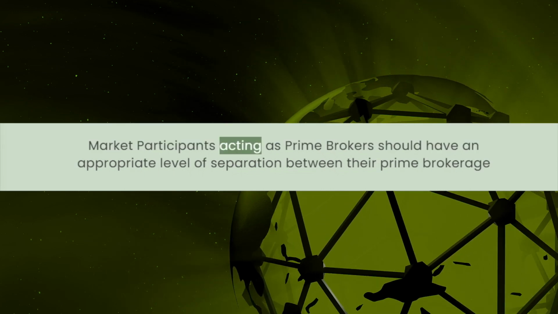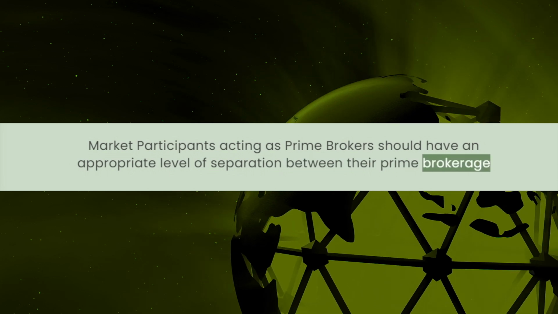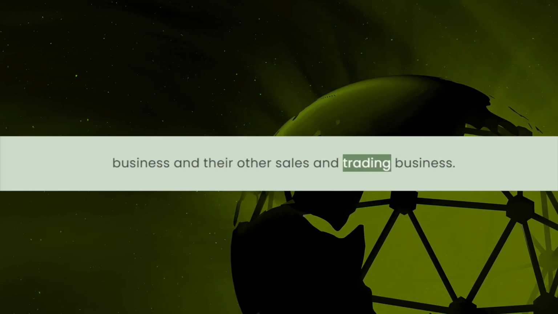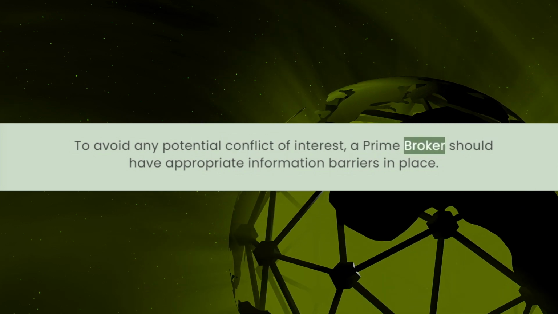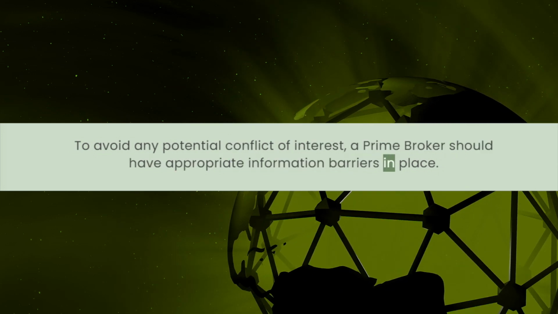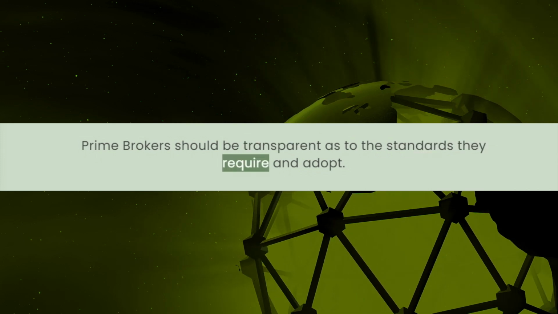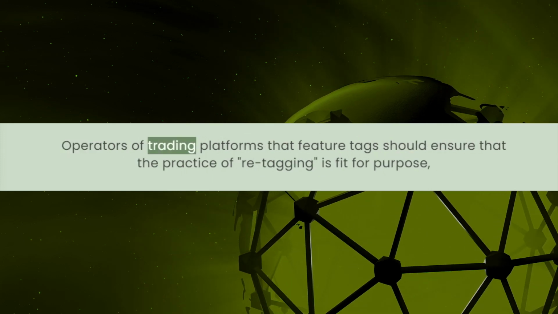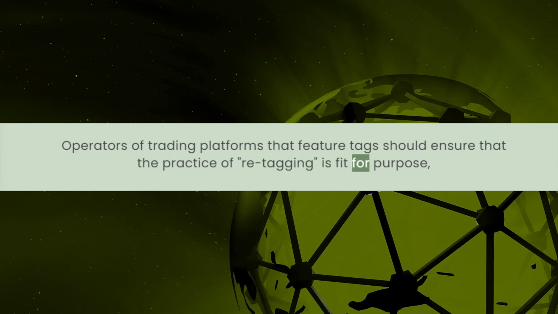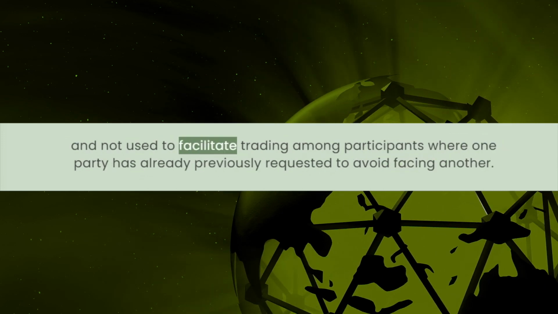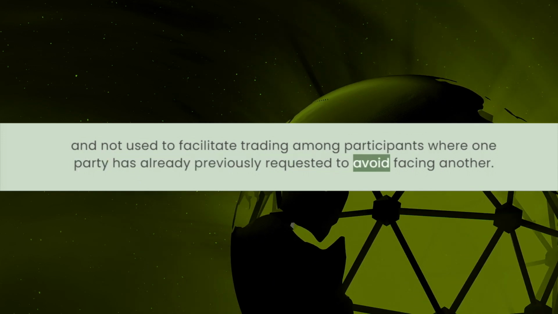Market participants acting as prime brokers should have an appropriate level of separation between their prime brokerage business and their other sales and trading business. To avoid any potential conflict of interest, a prime broker should have appropriate information barriers in place. Prime brokers should be transparent as to the standards they require and adopt. Operators of trading platforms that feature tags should ensure that the practice of re-tagging is fit for purpose and not used to facilitate trading among participants where one party has already previously requested to avoid facing another.